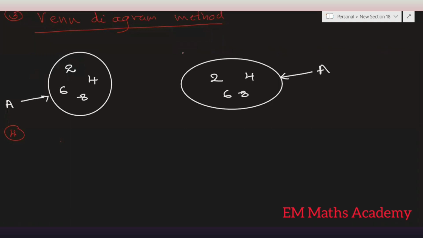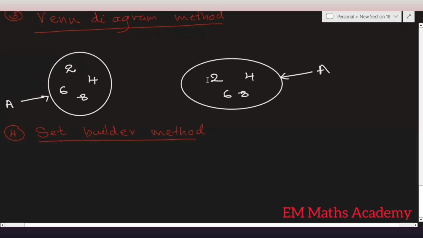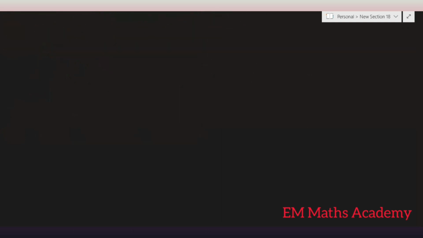Oh, the most scary one, no? Set builder method. No, it is not a scary one. It is a very easy one. Set builder method, it's very easy. Or the set generating method. In this case, what we do is write within curly brackets.